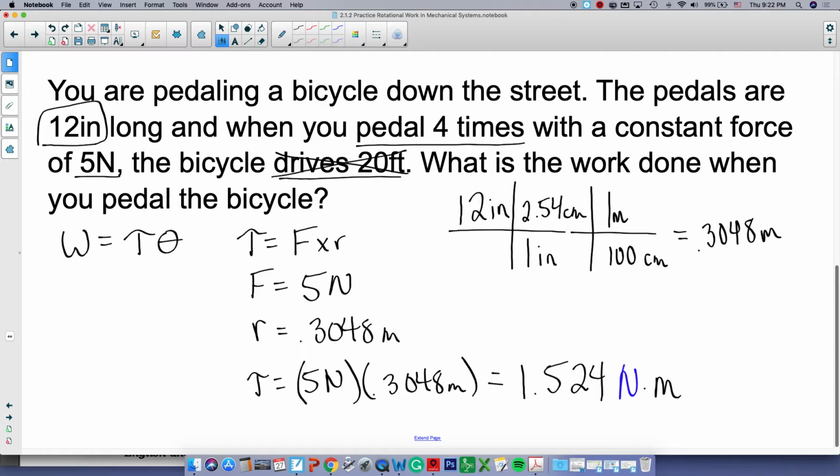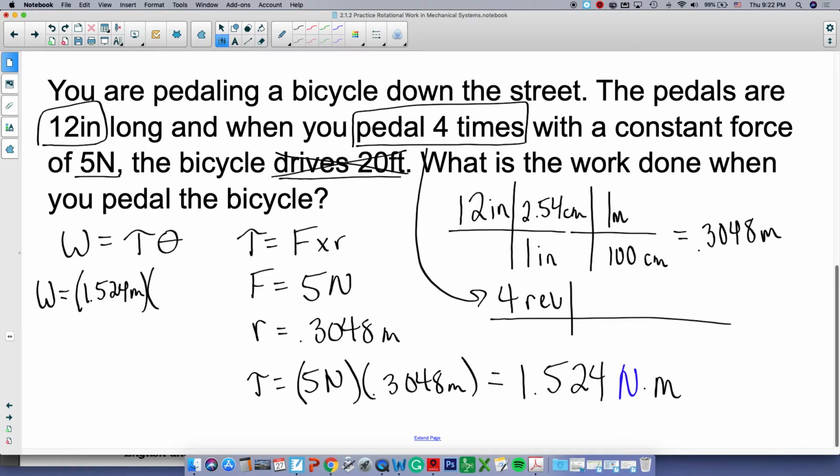Okay, now we can use that in our other equation. So work equals our torque, which we found, 1.524 Newton meters times theta, which we got to figure out. So that's where we got to go to that. You pedal 4 times. So that's 4 revolutions. And again, 1 revolution, 2 pi radians. Multiply that out. 4 times 2 pi, you get 25.13 radians.